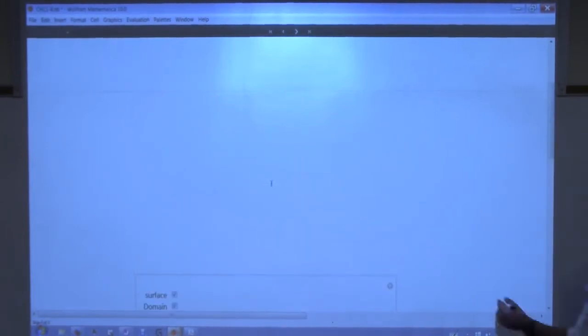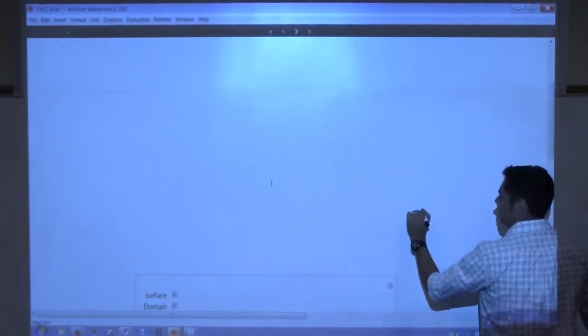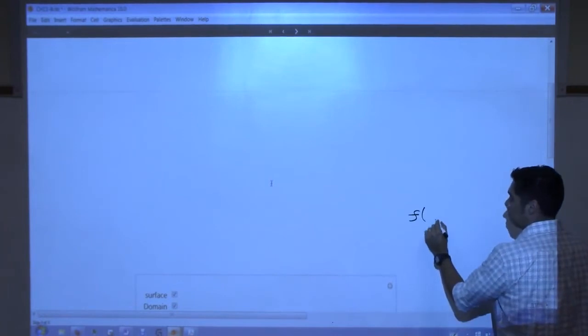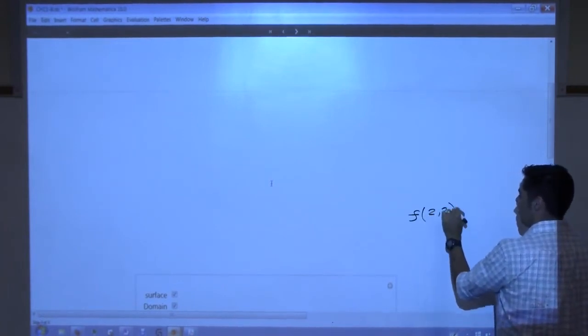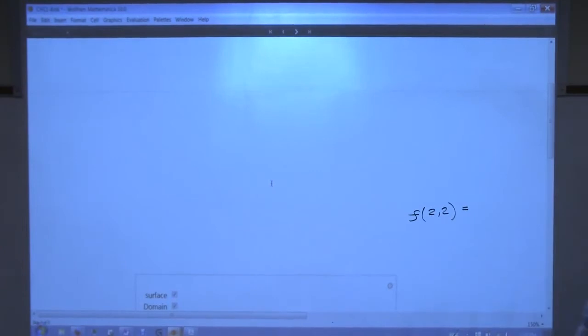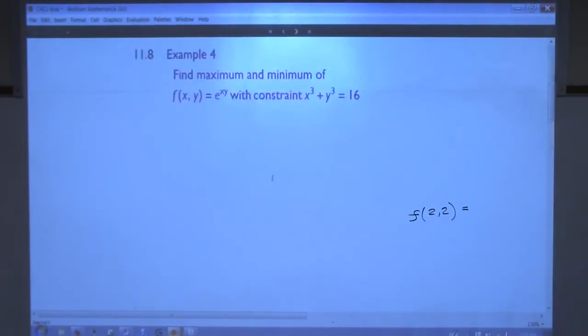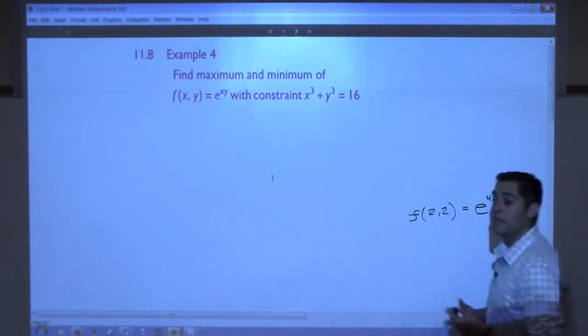And do we know what it is? Well, I can tell you where it happens. It happens at f of 2, 2. Is that what it was? And what was the function's value at 2, 2? E to the 4th. How would you know that's the max instead of the min? Good question. Great question.